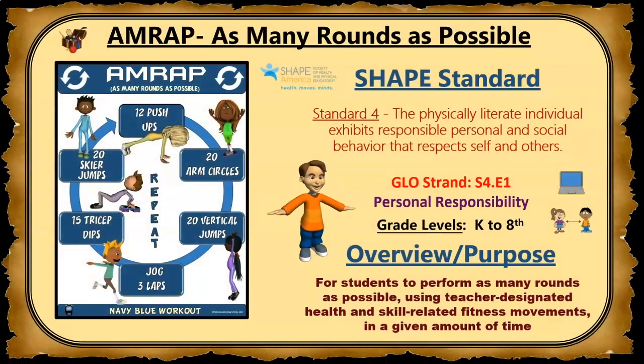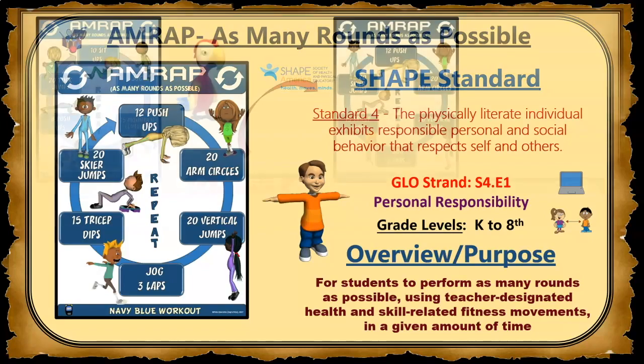A good example of this is AMRAP, which is called as many rounds as possible. I've got an example up there with an AMRAP visual with 6 different exercises, and the overview is for the students to perform as many rounds as possible using some fitness movements in a given amount of time. So I may set this up for 10 minutes as the students walk in, and they would either do the same visual over and over again or go to different visuals, like I'll show you here.